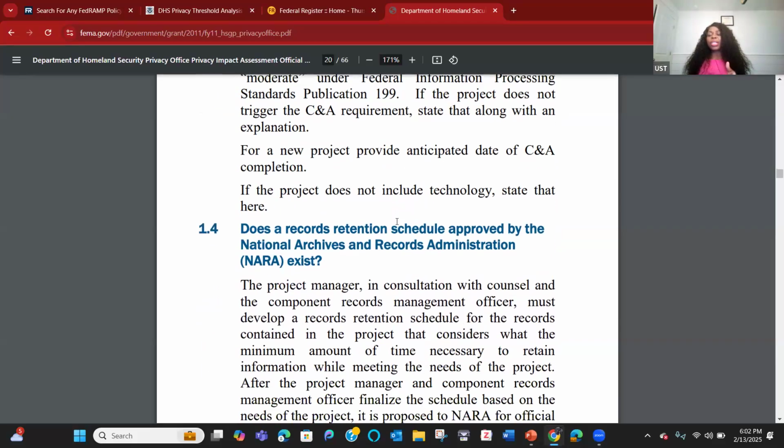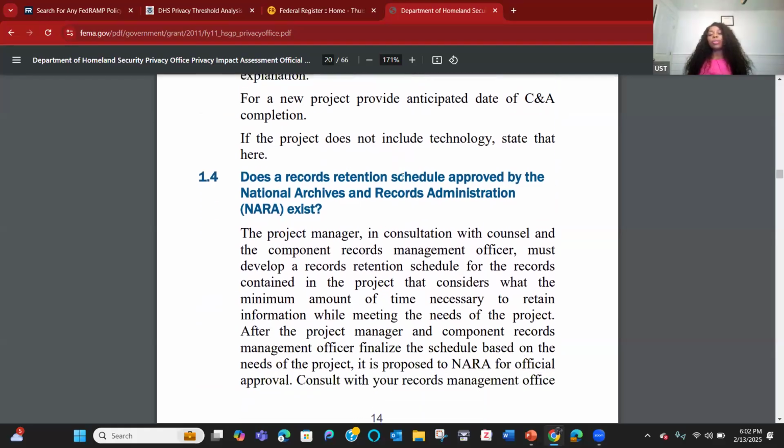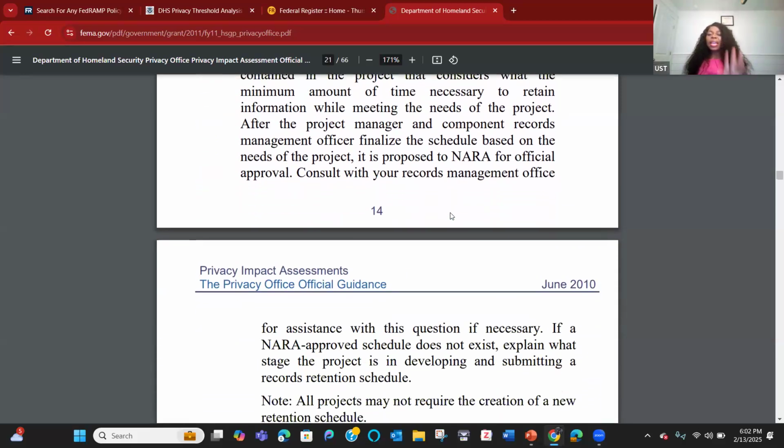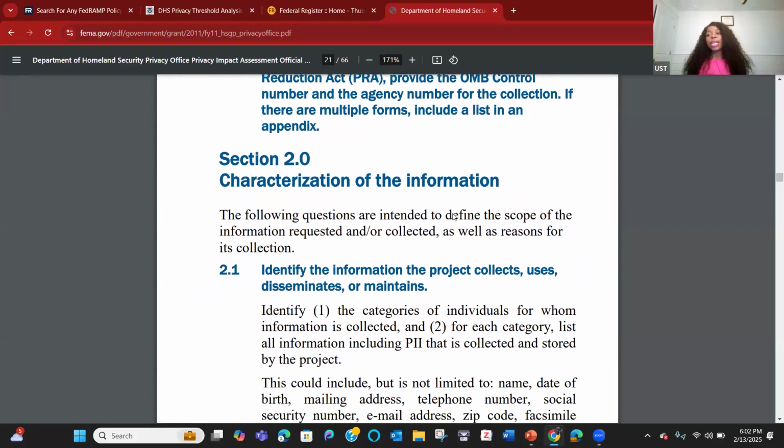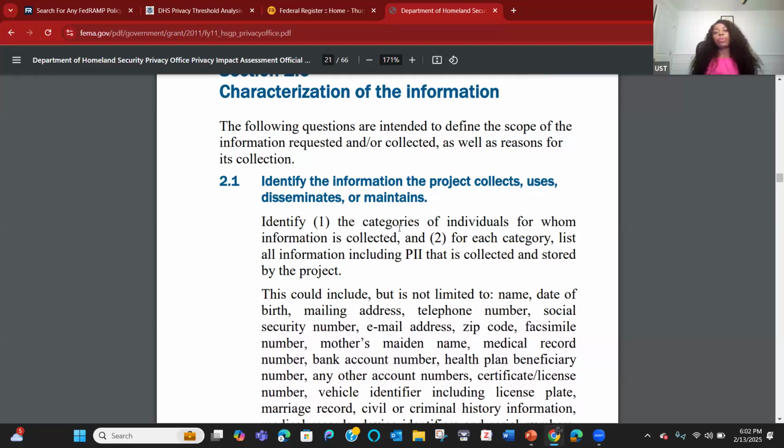These are just question and answer. Does the record retention schedule approved by the National Archives and Records Administration, NARA, exist? So if yes, again, this document is just question and answer. And if you happen to get a job where you are assessing privacy controls, it's just to read. That's all. You come to the section, you read, and you check out the responses. And that's how you'll be able to validate the efficacy of the control in question.